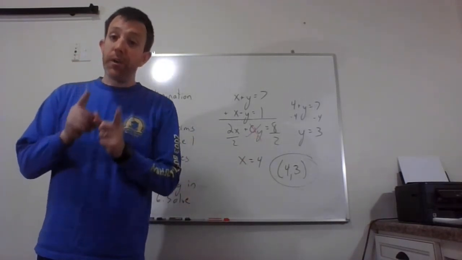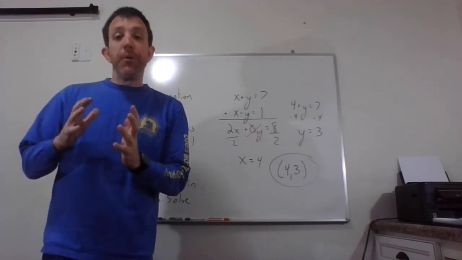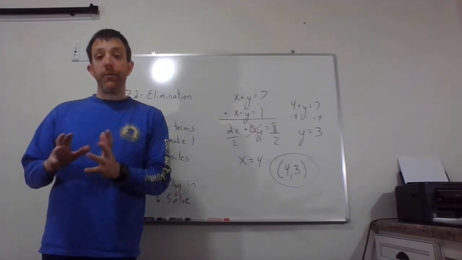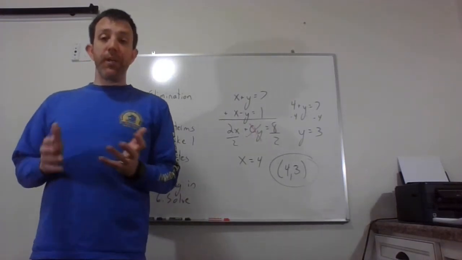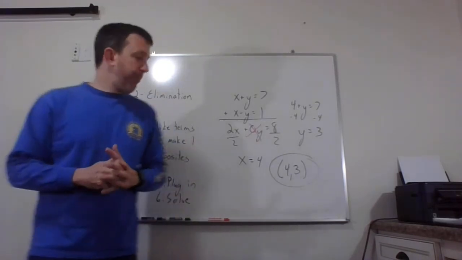Here's the kicker. Don't stop. Okay? That's not the end of the problem. We need an ordered pair. We need both x and y. If we only have one, we're only halfway done with the problem. So we still have some work here that we need to do.